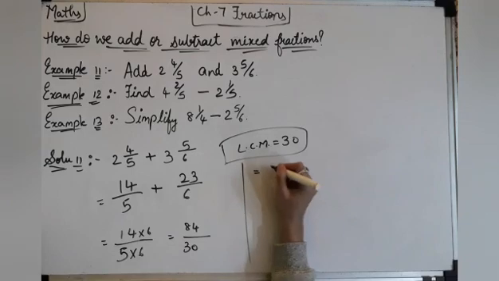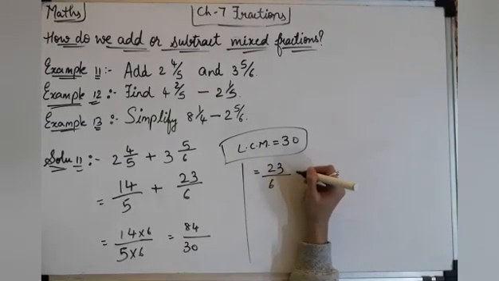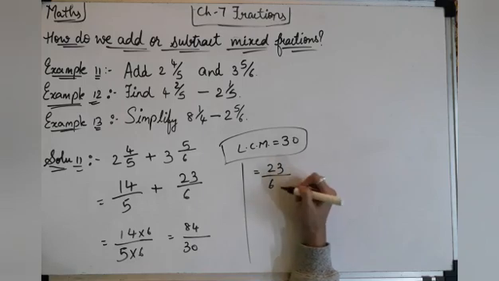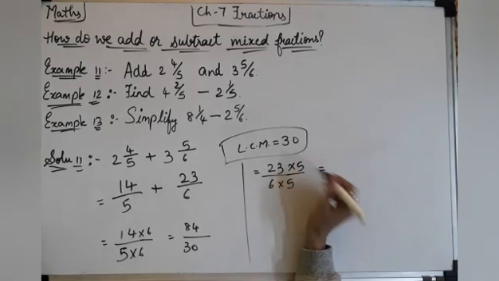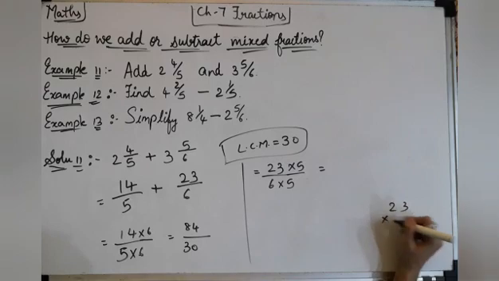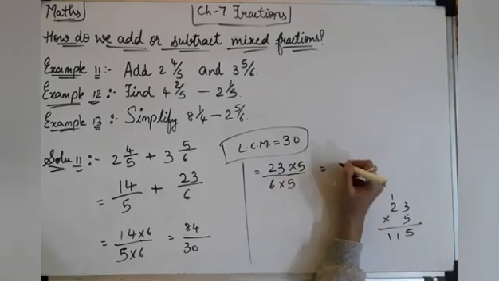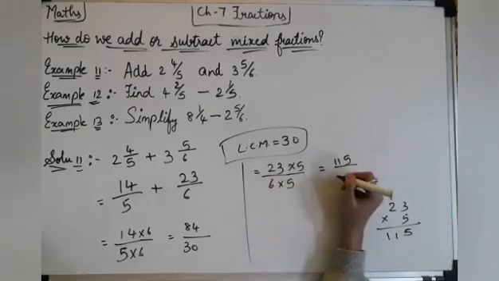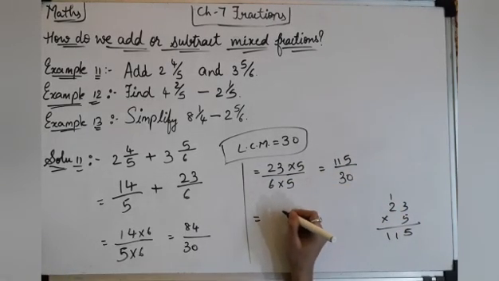Now coming to the next, 23 upon 6. By what number will I multiply so that I get 30 in the denominator? I will multiply by 5. So in the numerator also I have to multiply by 5. So 23 into 5: if you do not know, you have to multiply 23 into 5. 3 5s are 15, 5 to the 10 and 1 is 11. So the answer came 115. So 115 upon 6 5s are 30.